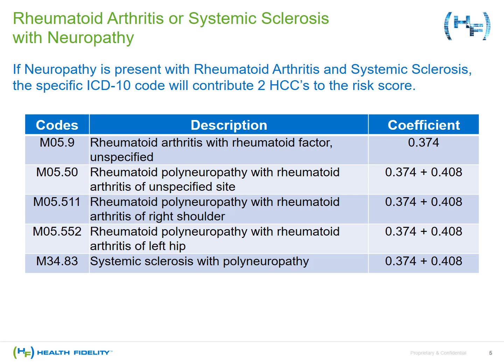So looking at the table, you will see that rheumatoid arthritis with rheumatoid factor unspecified has only a single coefficient of 0.374. However, if you have rheumatoid polyneuropathy with rheumatoid arthritis of an unspecified or specified site, you will get 2 coefficients, 0.374 plus 0.408. This is also true for systemic sclerosis with polyneuropathy. You will again get 2 coefficients. So this is another scenario where a more specific diagnosis code will yield a higher weighted coefficient.